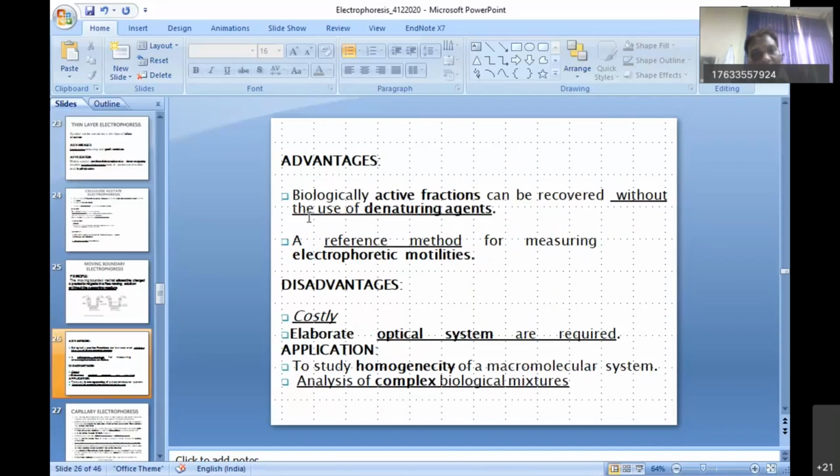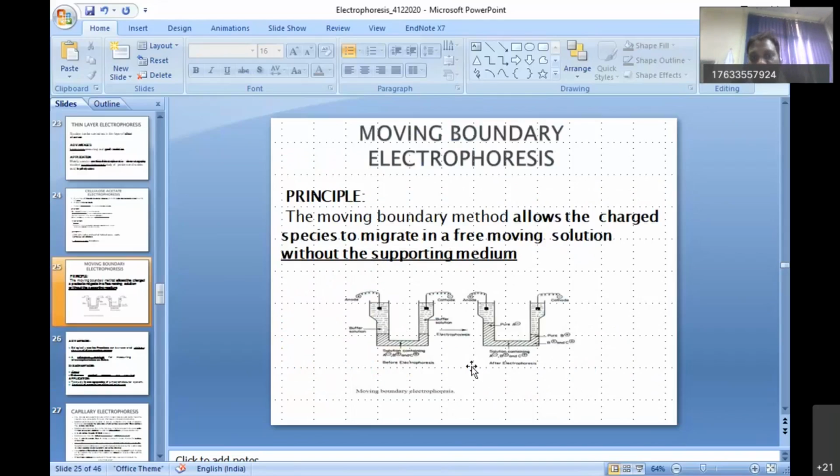The advantage of this is that the biologically active fraction can be recovered without the use of denaturing agents. It is the reference method for measuring electrophoretic mobilities, and the disadvantage is that it is very costly and elaborate optical systems are required. The application is to study the homogeneity of the macromolecular system and analysis of complex biological mixtures, where you can use this moving boundary electrophoresis.